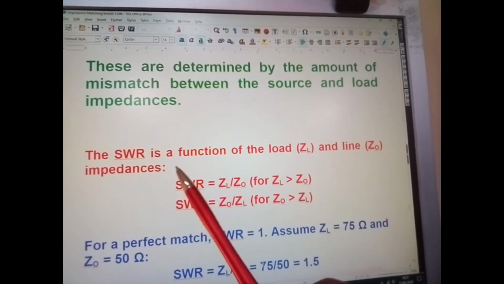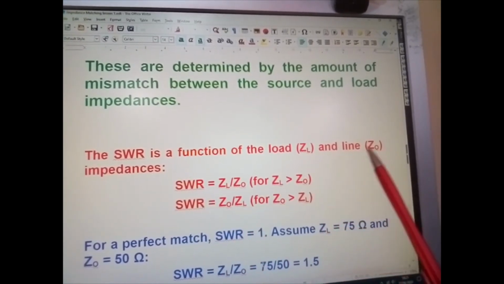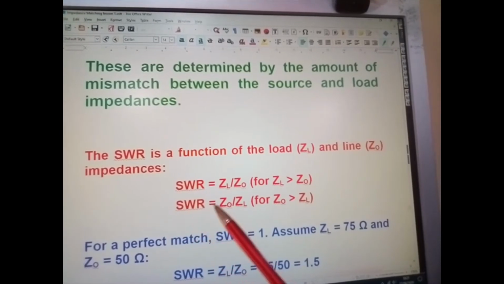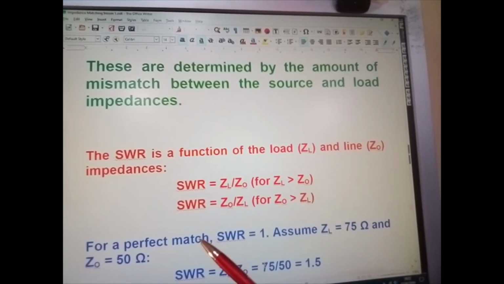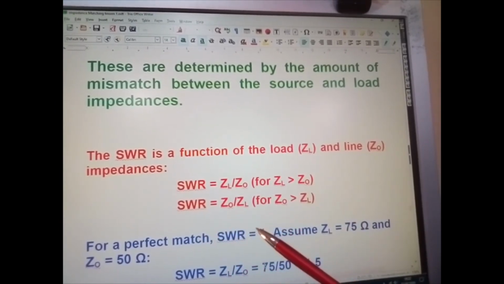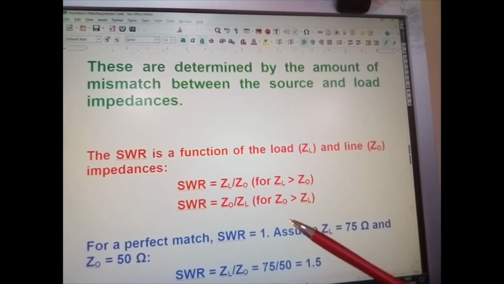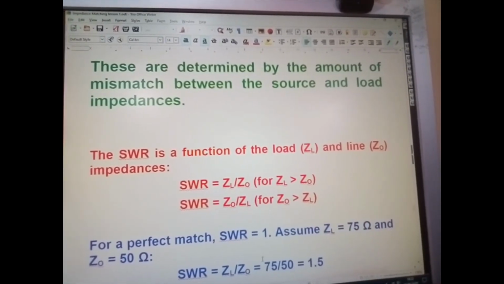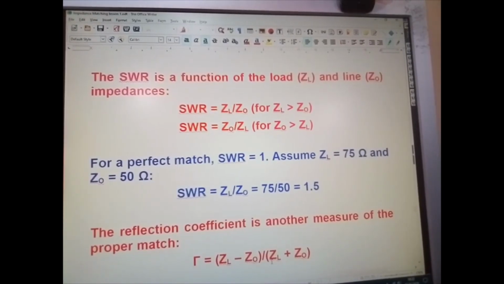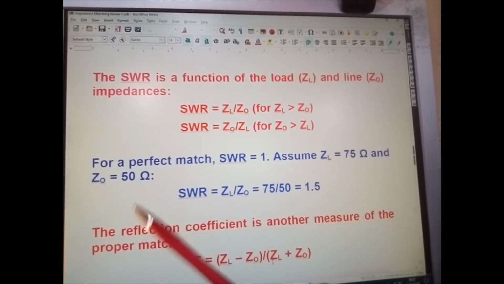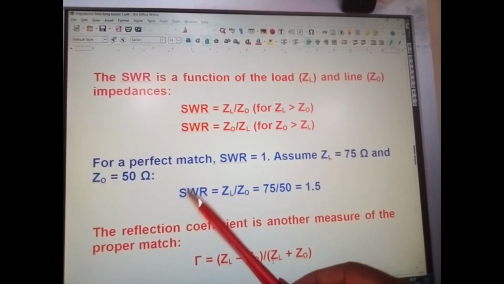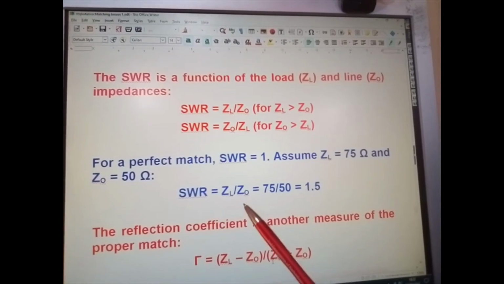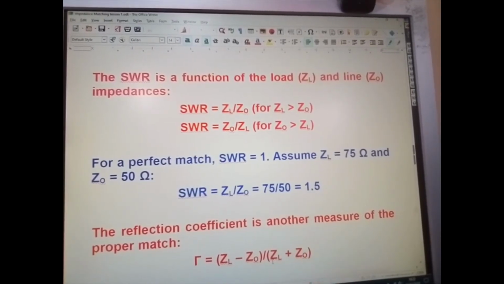The SWR is a function of the load ZL and line Z0 impedances. SWR equals ZL over Z0 for ZL greater than Z0. SWR equals Z0 over ZL for Z0 greater than ZL. For a perfect match, SWR equals 1. Assume ZL equals 75 ohms and Z0 equals 50 ohms. Here you will have your standing wave ratio, 75 over 50, giving you 1.5.